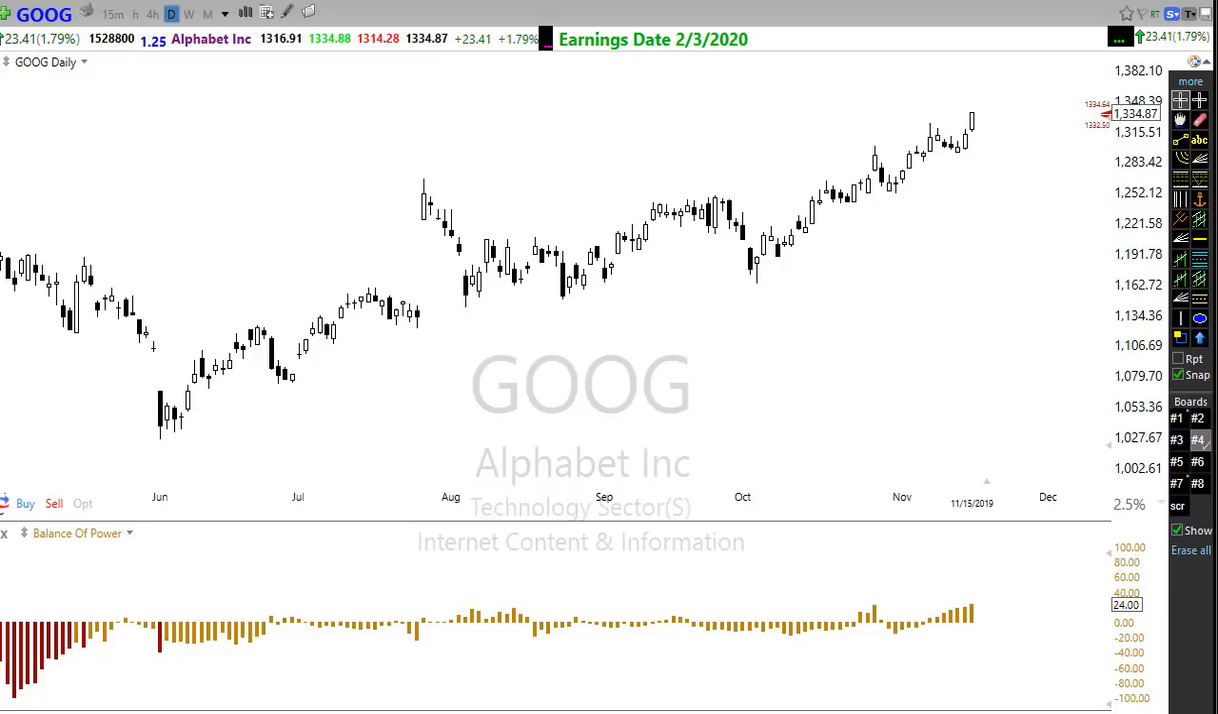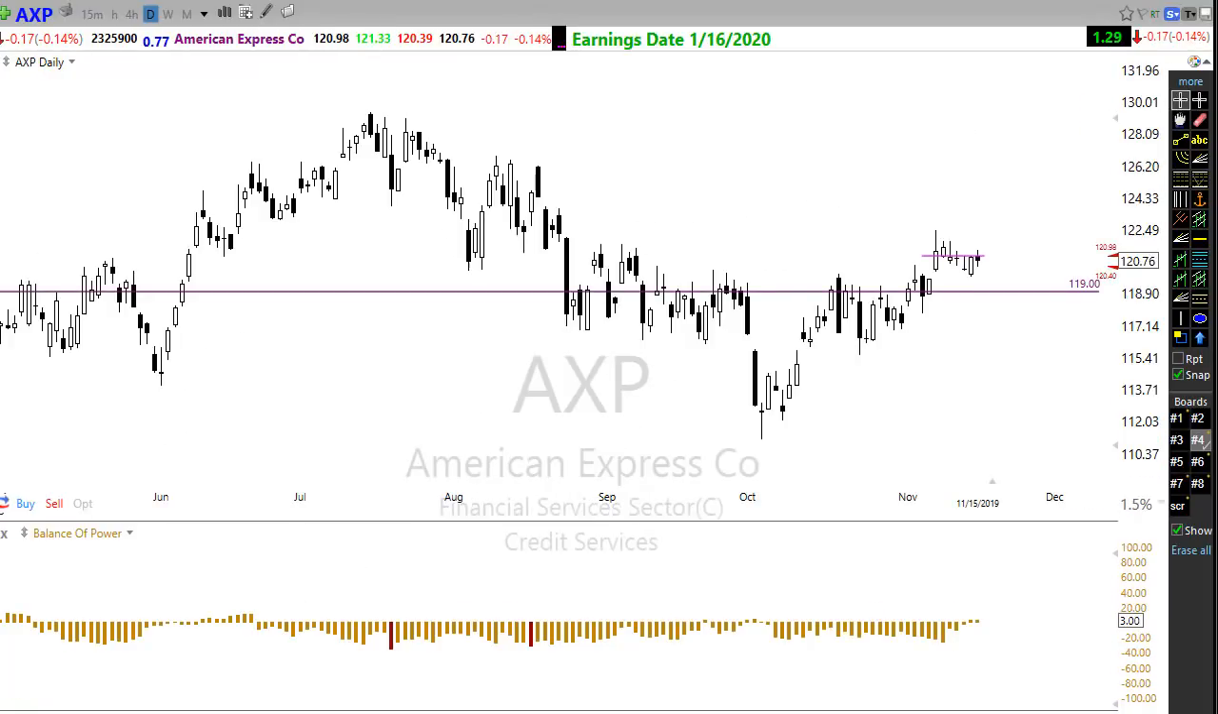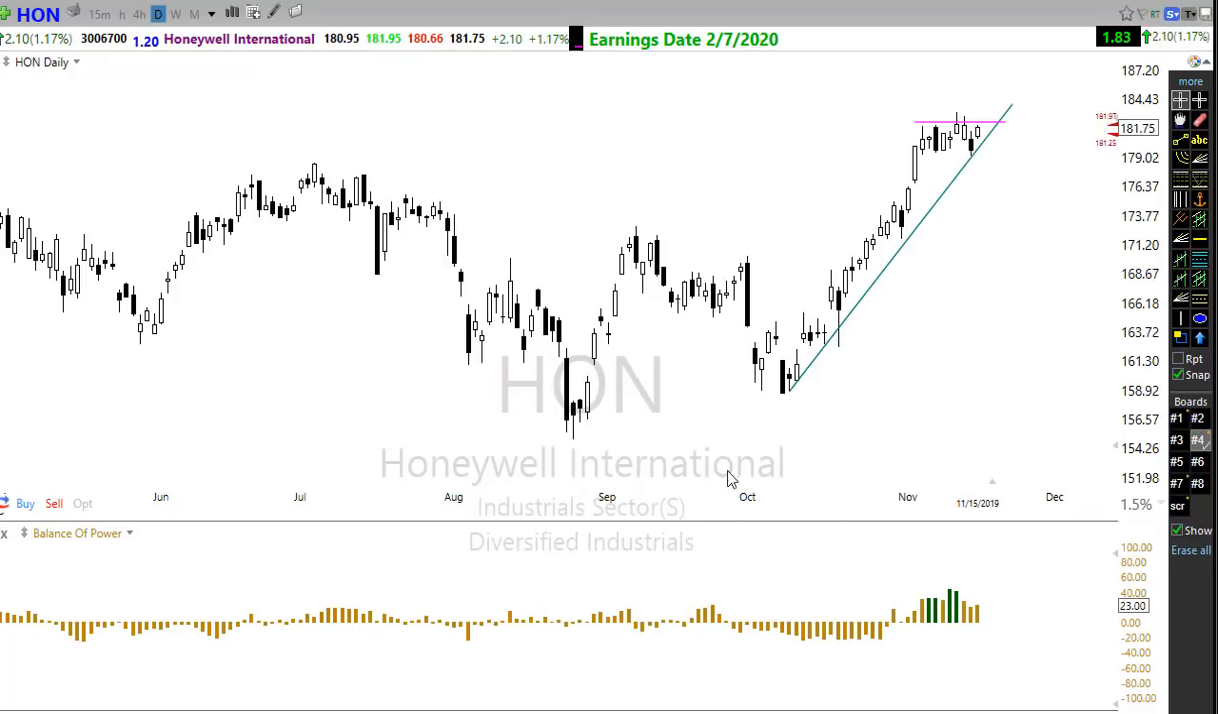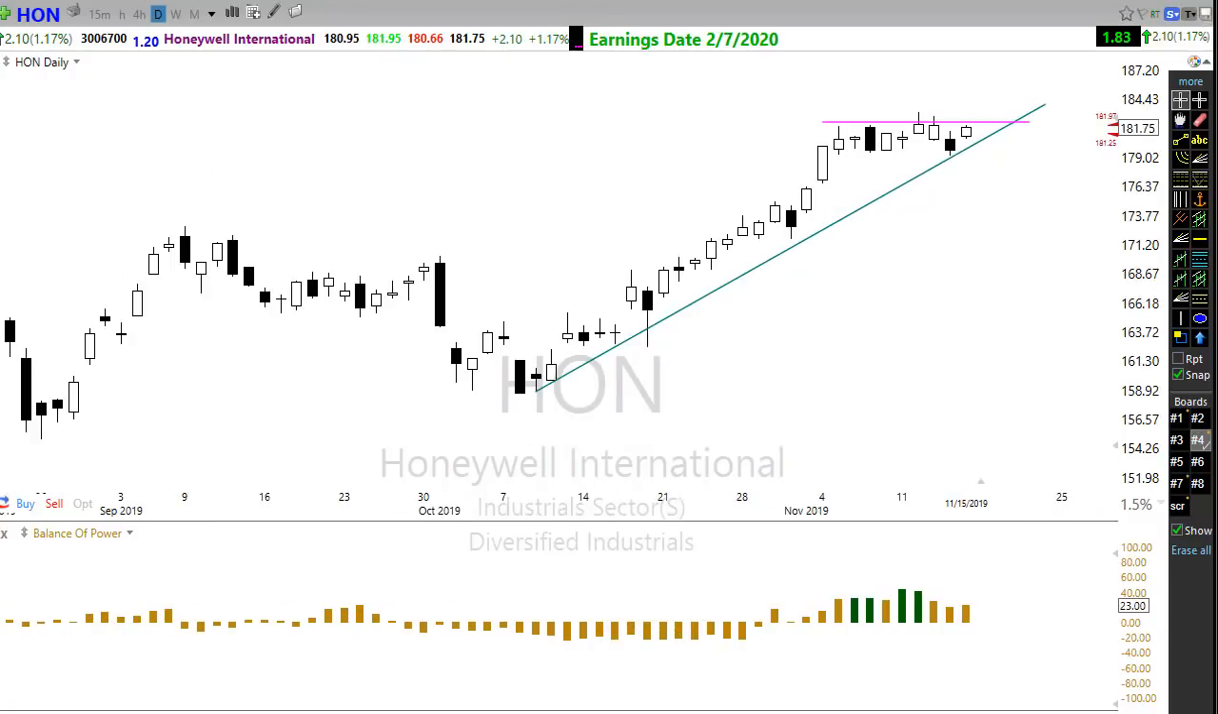Okay, if we look at a stock, let's see if we can find something here. The histogram is based around a zero line. Cannot seem to get that to draw for some reason. There we go. Anything above the zero line is positive. Anything below the zero line is negative.